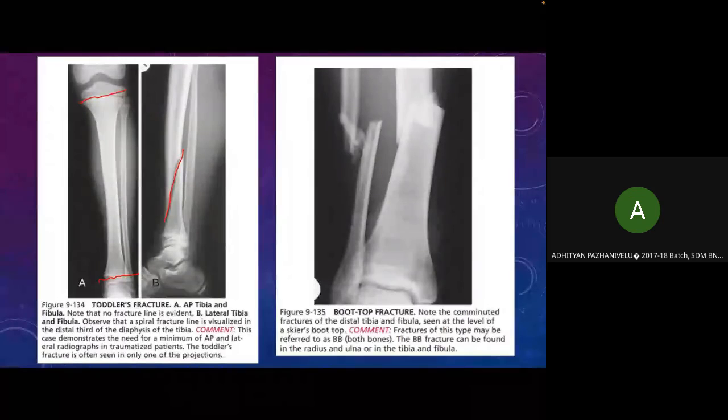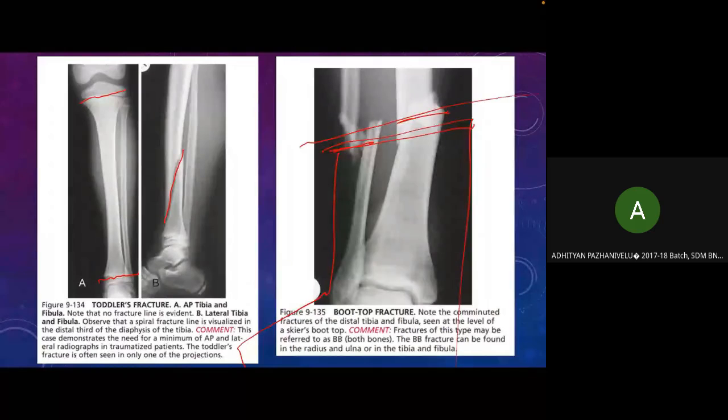This is called a boot top fracture. Why? Because here there is a diaphyseal break of both the tibia and the fibula. The boot usually comes up like this, and the boot is hard. So when you have a trauma, the bone breaks above the boot.